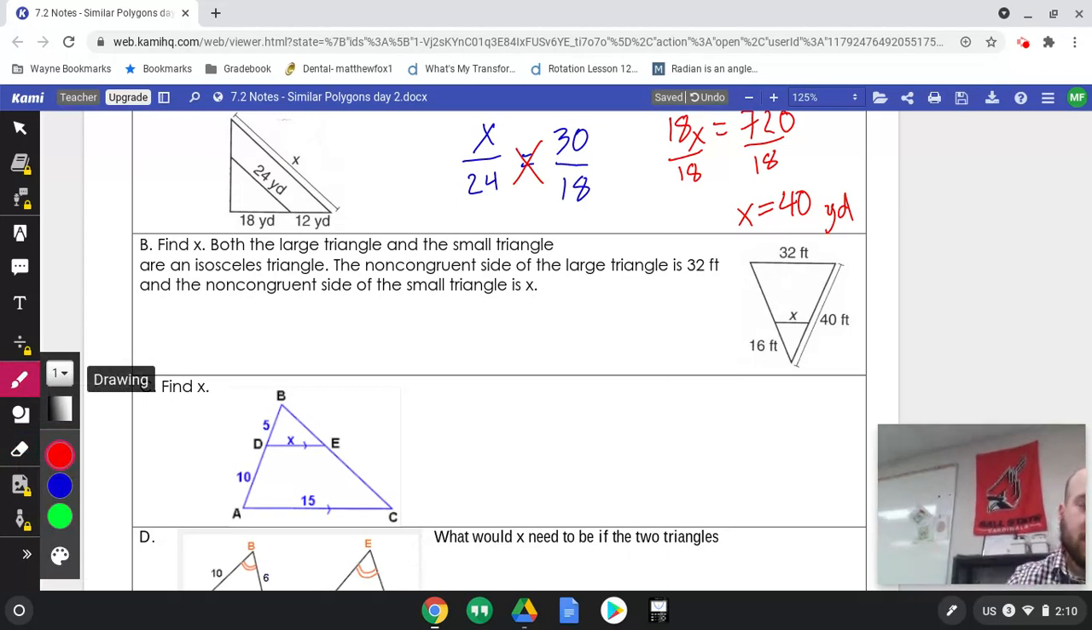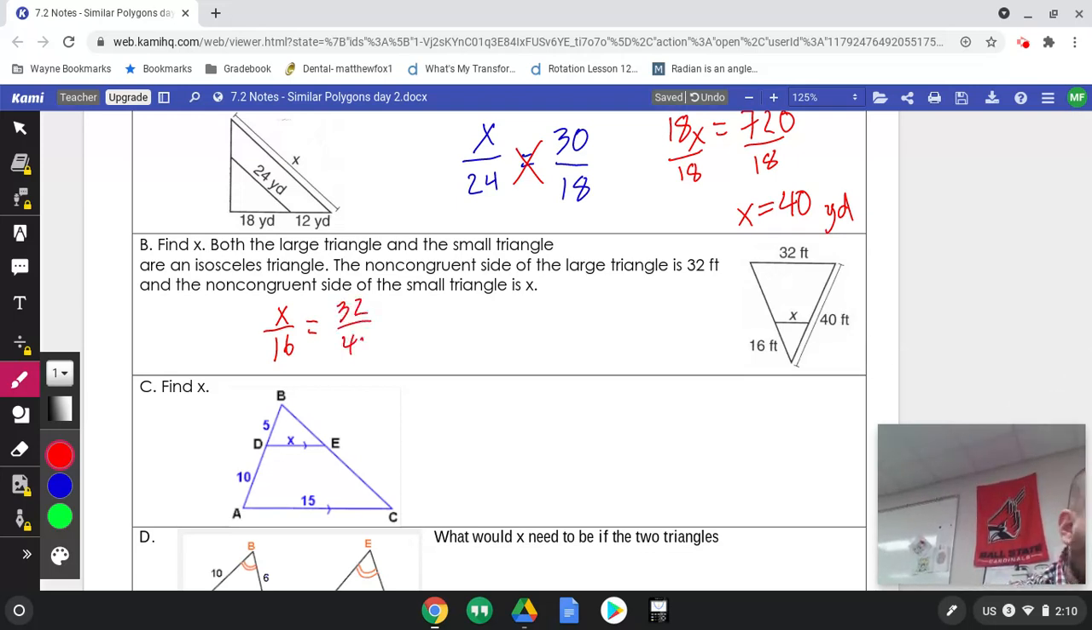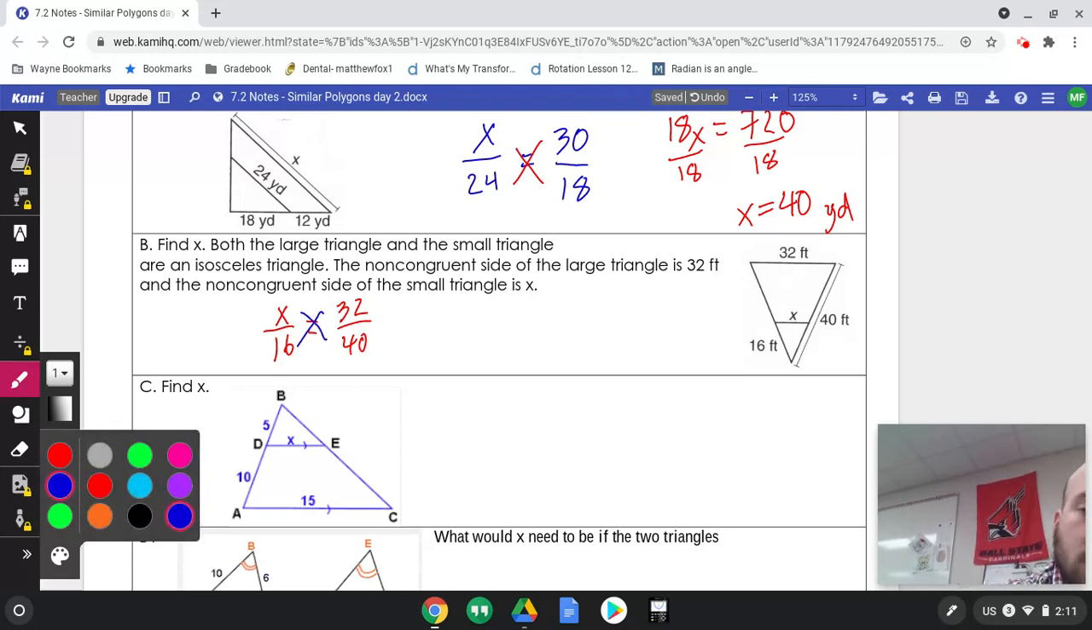So if we look here, I'll start with the small triangle. If I could do x over 16, and keep in mind there's multiple ways you can set these up. Okay, this isn't the only way to do it. If I do x over 16, keeping in mind that this side is also 16 here, so x over 16, that would equal 32 over 40. At this point, we could cross multiply. We're going to have 40x.